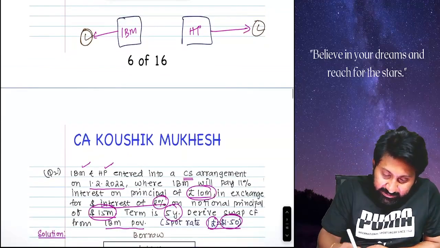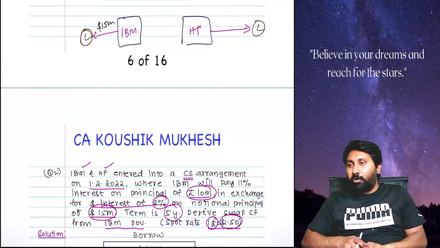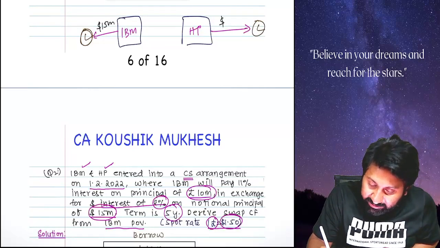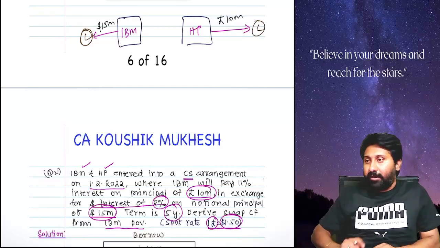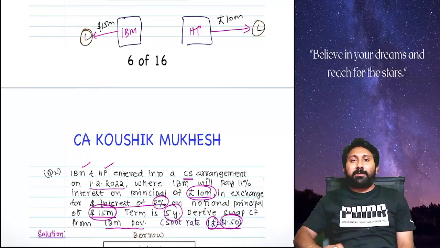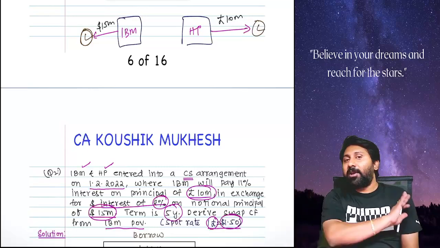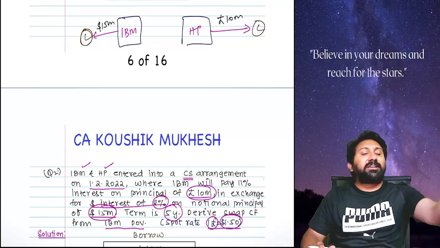IBM has originally borrowed $15 million. HP has to pay its lender pounds 10 million. Both are happy or unhappy? First tell me. Both are unhappy. In their existing positions, they are not happy. When they are not happy in their existing positions, then they go for a swap market.